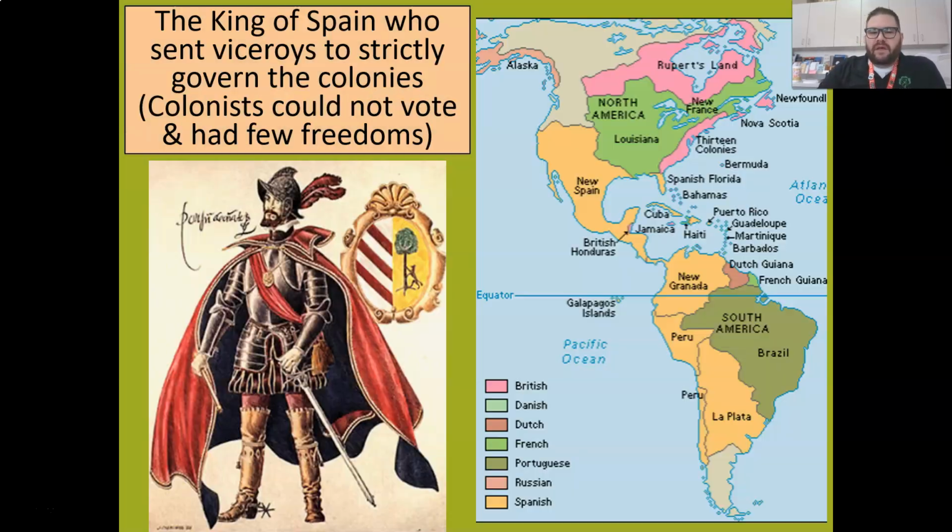So the King of Spain still had an incredibly strong amount of control in the Spanish colonies, and we see this because the King of Spain would send viceroys to strictly govern within the colonies. The colonists within the Spanish colonies could not vote and actually had very few freedoms. So we can kind of see a picture of this nobility, these viceroys sent by the King of Spain right here.